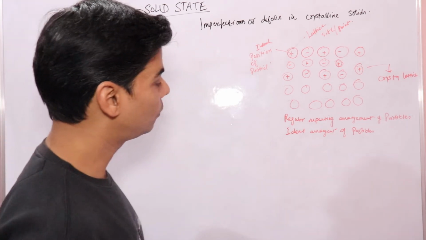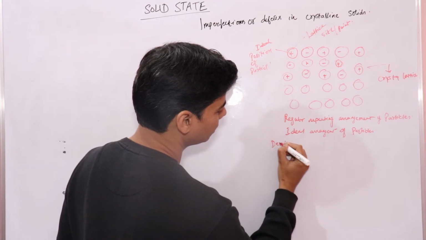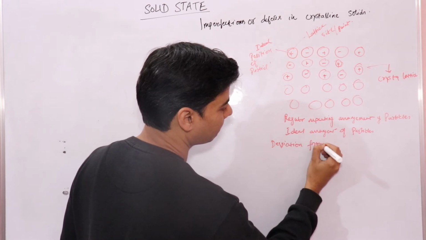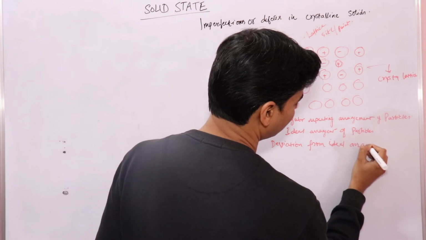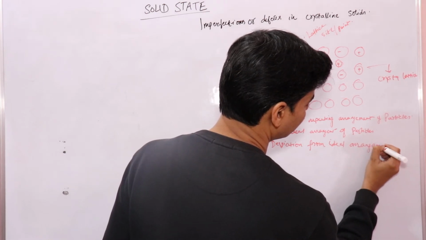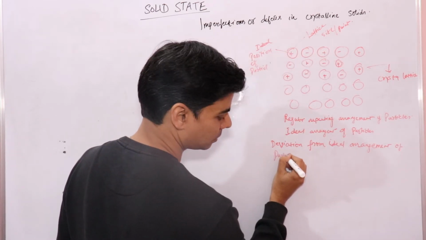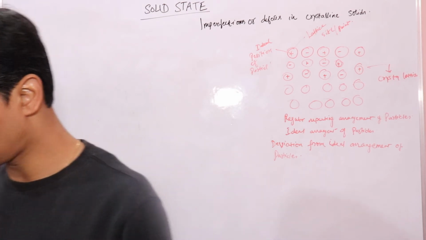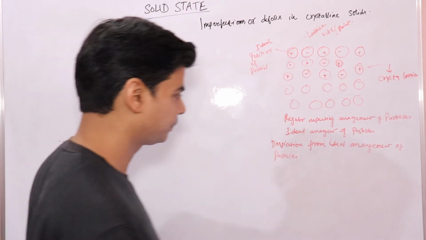So what are these defects? We will define them as deviation from ideal arrangement of particles. Deviations from ideal arrangement of particles are your defects. These are called defects in crystalline solids.